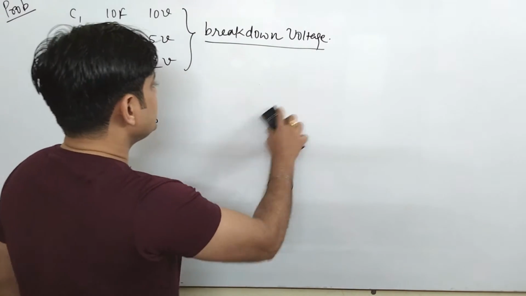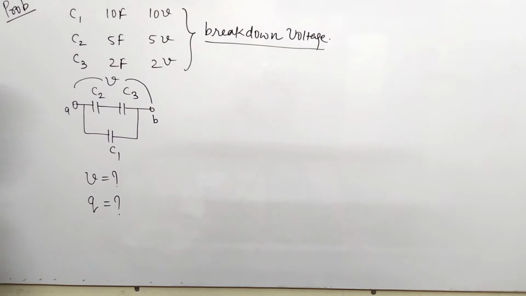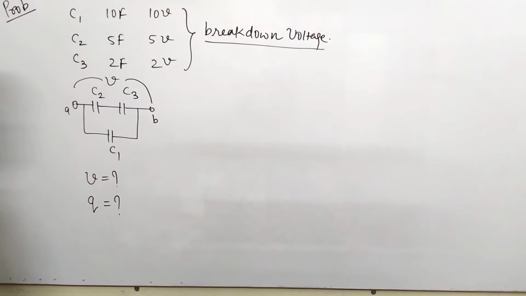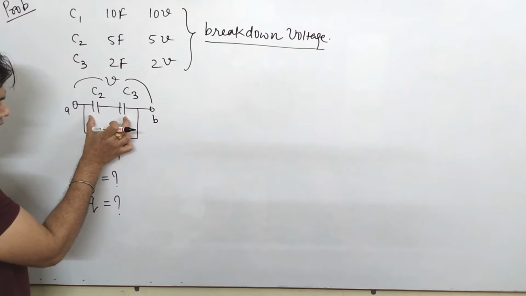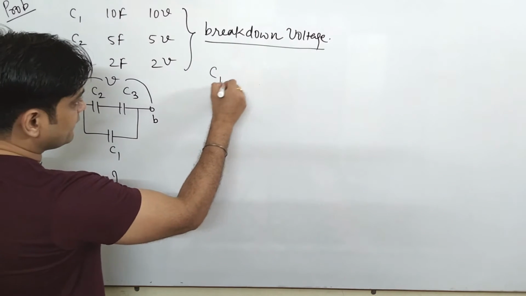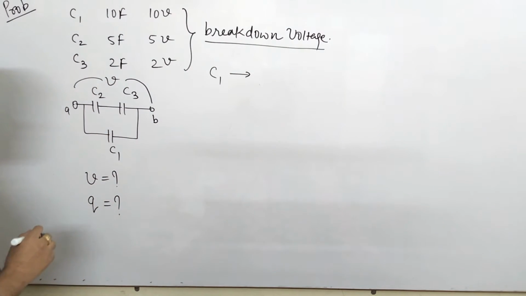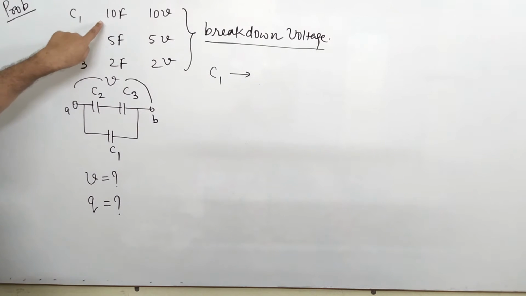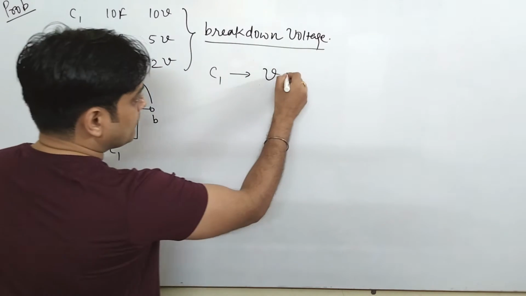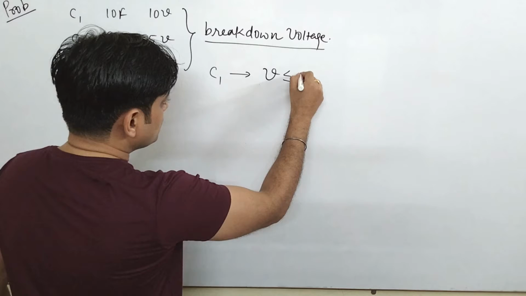Now in this problem you have to find the voltage which has to be applied across this entire combination, that is A and B, so that there is no breakdown of any capacitor. If V is the voltage, then this V will be entirely available here and this V will be available here. So if I talk about C1, the breakdown voltage is 10 volt, so this V must be less than or equal to 10 volt.